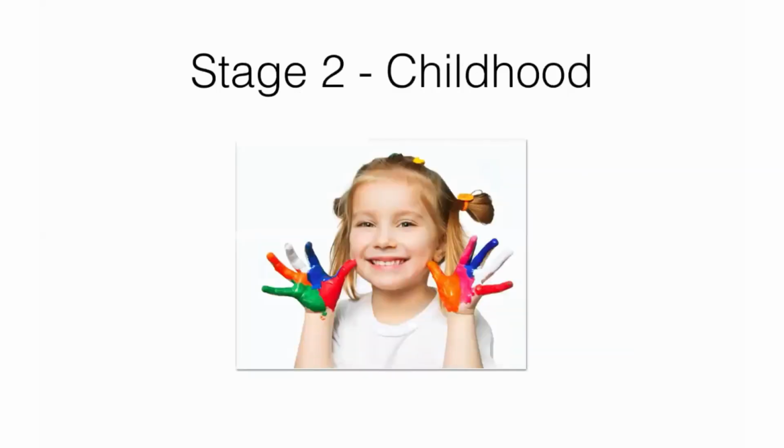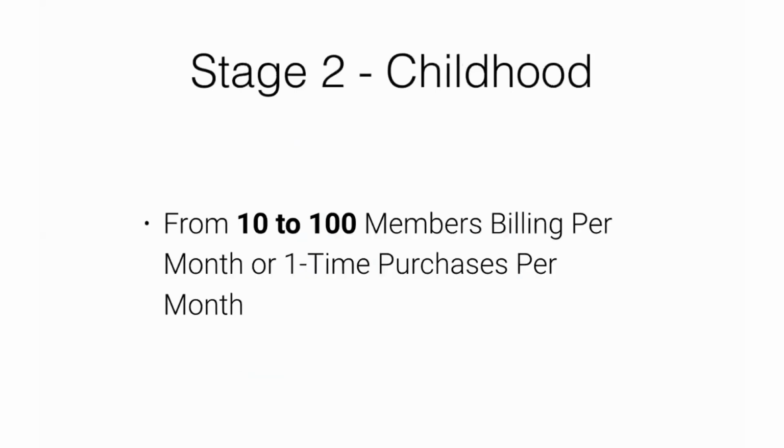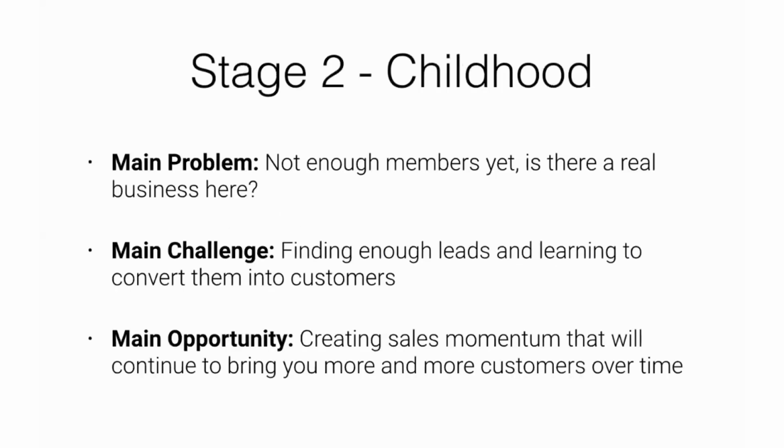And again, we'll go deeper into these as we go, but just moving along for a quick overview. Stage 2 is childhood. And in childhood, you're from about 10 to 100 members billing per month or one-time purchases per month. And the main problem here is there's not quite enough members yet. So in infancy, you establish, okay, some people will buy and I've been able to build a site.